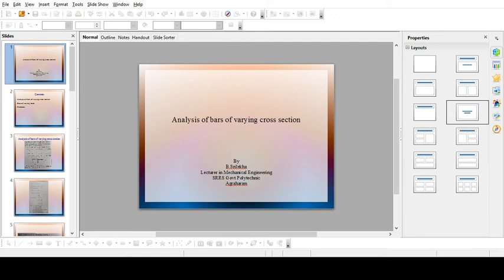A small confusion will arise while finding the total elongation, so that has to be kept in mind. You have to take the corresponding lengths and corresponding areas only. So if it is given delta equal to delta L1 plus delta L2, then you have to take PL1 by A1E and PL2 by A2E. In this manner you are going to do the problem.